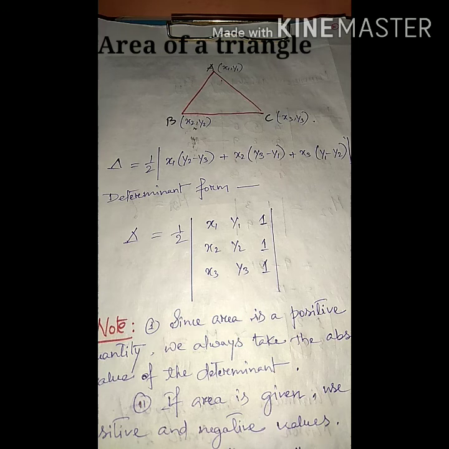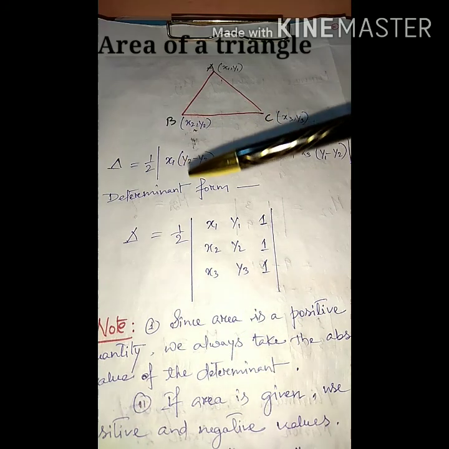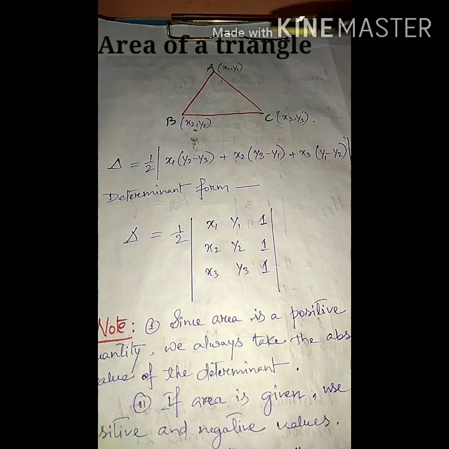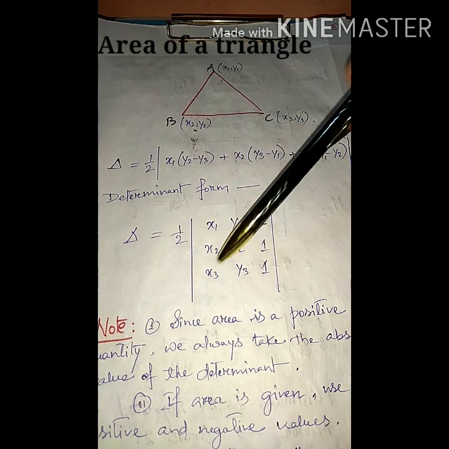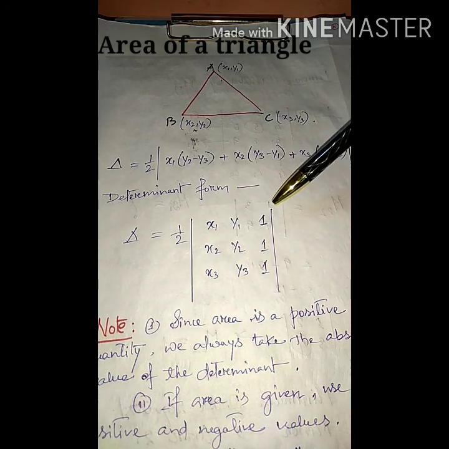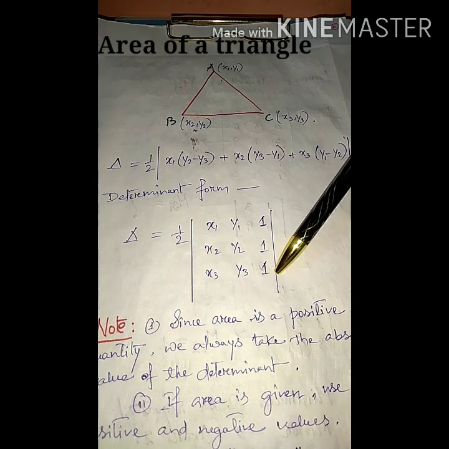Now here, if three vertices are given to us, with the help of a determinant, how can we solve this question? Very simple here. First of all, the general or basic formula is half, and then we put the determinant symbol, and one by one we put the vertices. So the first vertex x1 y1, x2 y2, and x3 y3, and then in the third column we have to put 1 1 1.